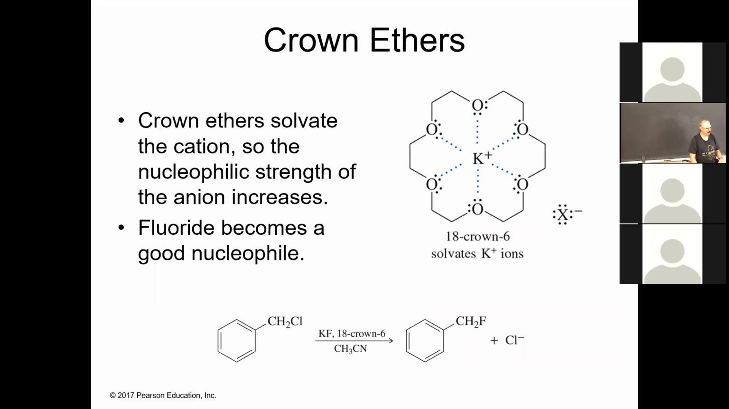and it surrounds it with this hydrophobic outer layer, which then dissolves. And then the anion goes along with the cation. There's a compound called purple benzene where you add 18-crown-6 and potassium permanganate to benzene. Normally KMnO4 would not dissolve. So fluoride in this example becomes a good nucleophile. Many other anions become good nucleophiles.